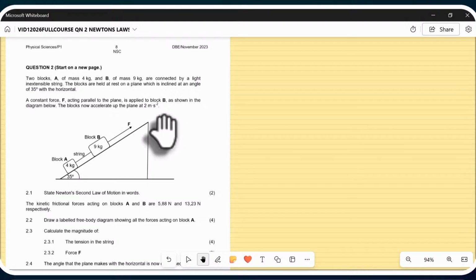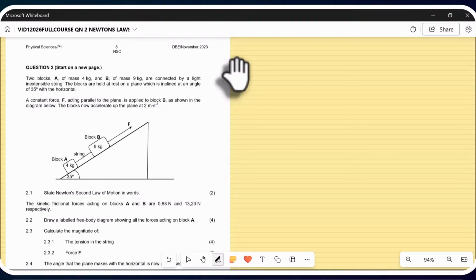In the previous questions which we did, remember that they always gave us the speed. And because of that constant speed, acceleration was 0. But now, acceleration is 2 meters per second squared. So take note of that. And I repeat, the two blocks, A of mass 4 kg and B of mass 9 kg, are connected by a light inextensible string.